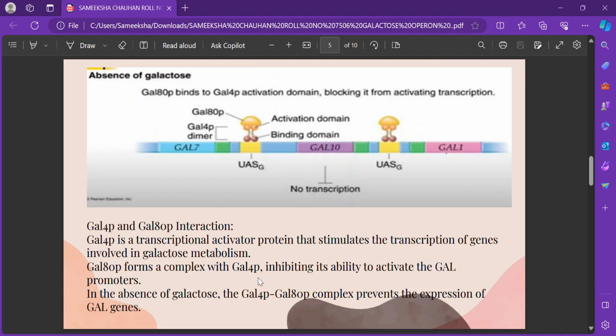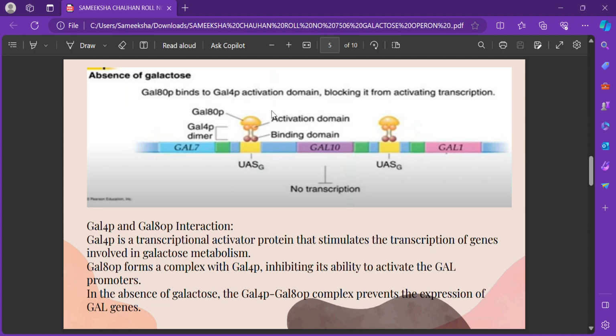Moving ahead, if we study the whole interplay of these proteins that I have mentioned, GAL4, GAL80 and GAL3, in the absence of galactose, then it looks like this. Starting with our main player GAL4P, it is always in the dimer form, so it attaches to the UAS, which is our upstream activator sequence, in the dimer form, and it always has an activation domain.